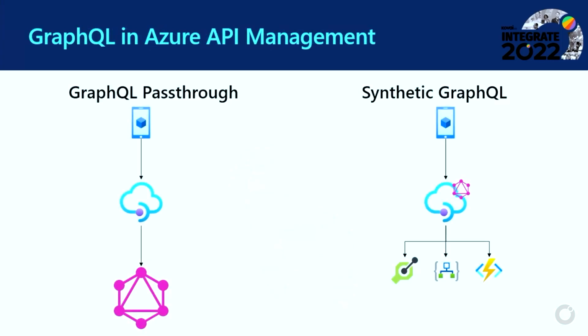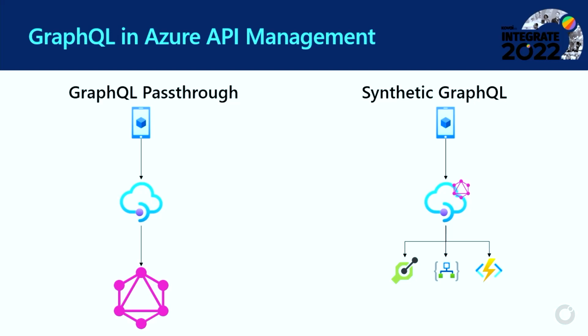As I hinted at earlier, there are 2 different implementations and 2 different levels of GraphQL support in API management. The first one is GraphQL pass-through, which is support for existing GraphQL APIs. You can import them into API management from your existing GraphQL endpoint. You can import your schema, and API management just acts as the management and governance layer on top of that API, so you can expose it to your consumers.